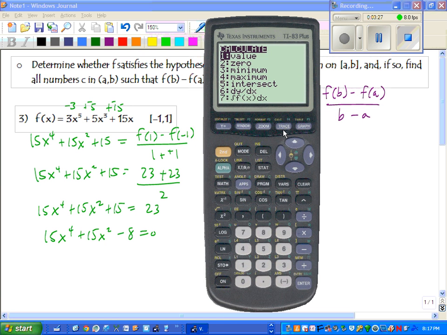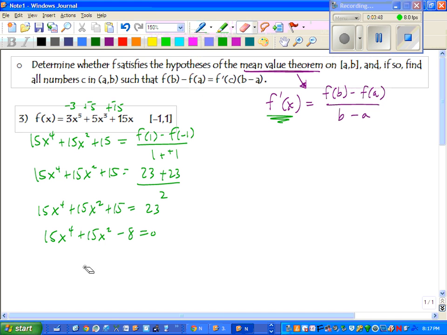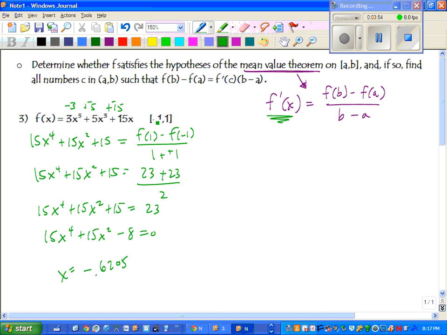So second trace, 0, left bound, and do negative 1. I think I typed in positive 1. And right bound, 0, guess. There we go. Our 0 is negative 0.6205. So that's one x value, falls in between negative 1 and 1.